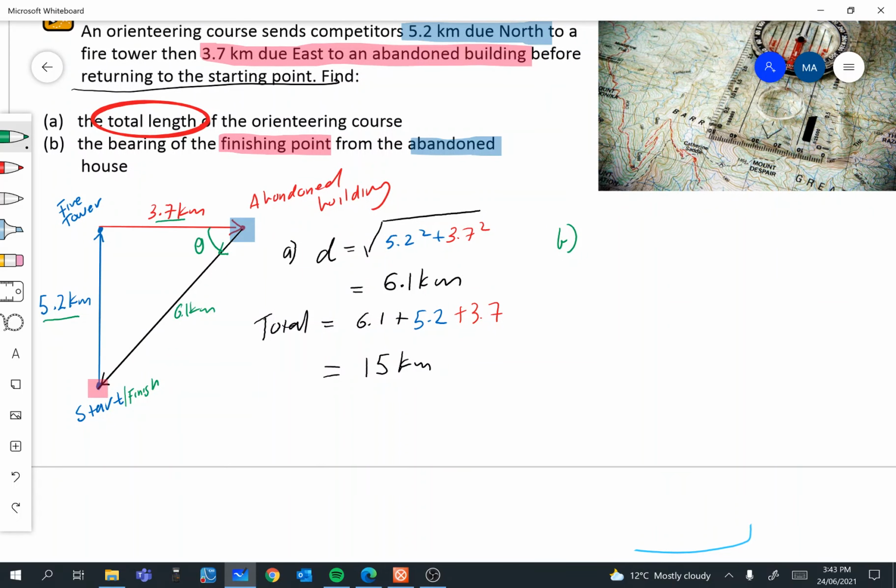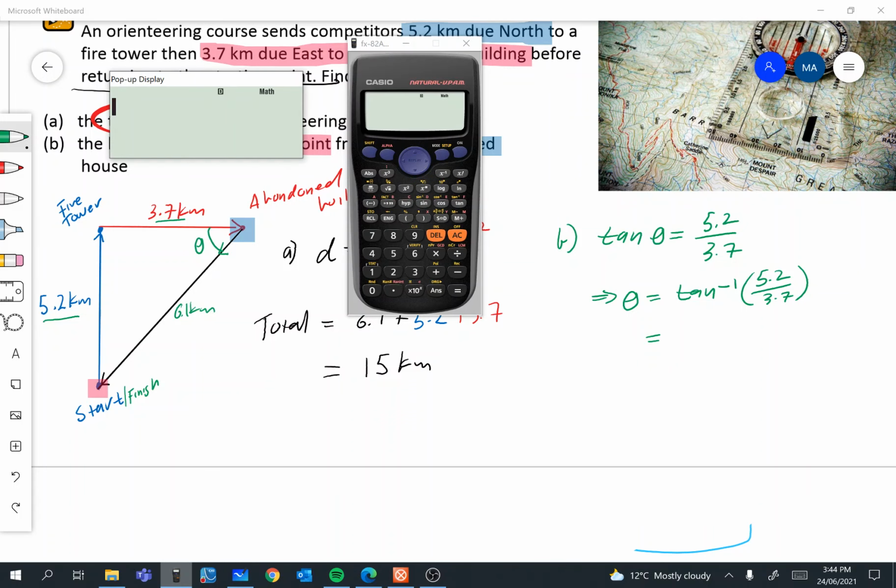So that 5.2 is the opposite side to the angle, theta, and 3.7 is the adjacent side. So opposite over adjacent is the tangent of that angle. So tangent of theta is equal to 5.2, the opposite side, divided by 3.7. So to rearrange to find an unknown angle, we take the tangent over and it becomes an inverse tangent. Alright, and if you put that into the calculator, this is what you get.